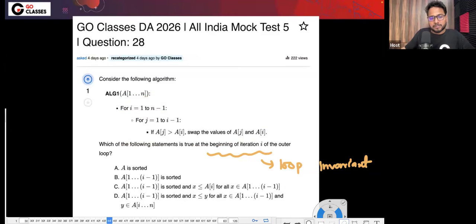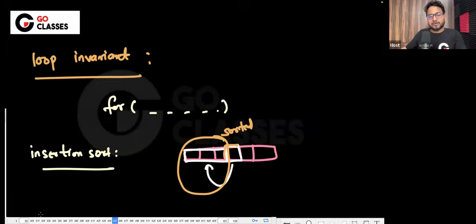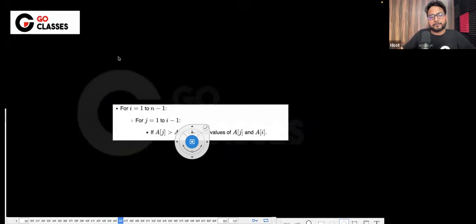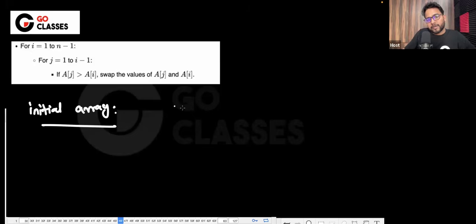So let's just do one thing. Let me take this algorithm on the next page, and then we have to dry run this algorithm to see what is happening here. So let's try to dry run it for some example. Maybe let me take some initial array. Suppose this is 5 3 3 4 2 1. Suppose this is the initial array.